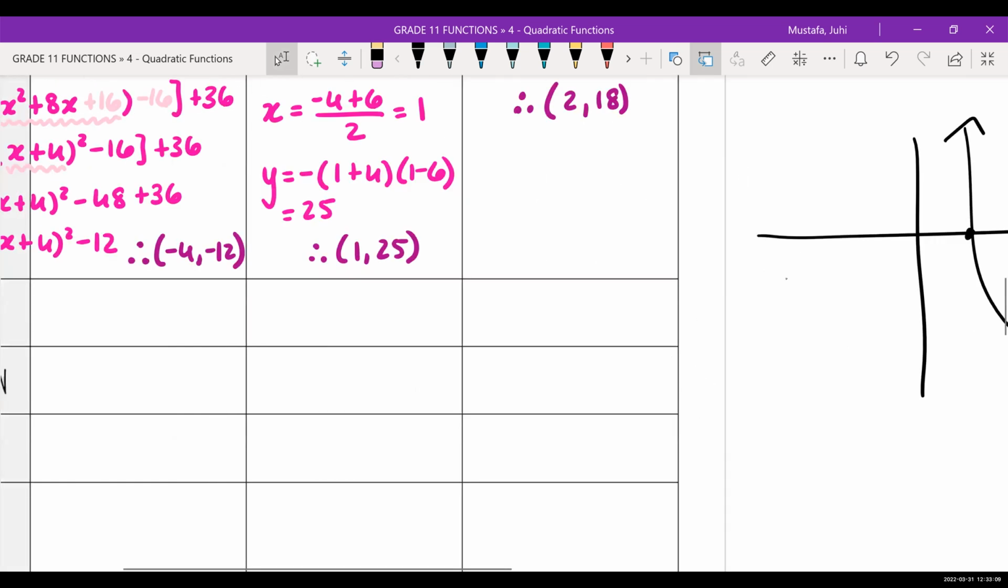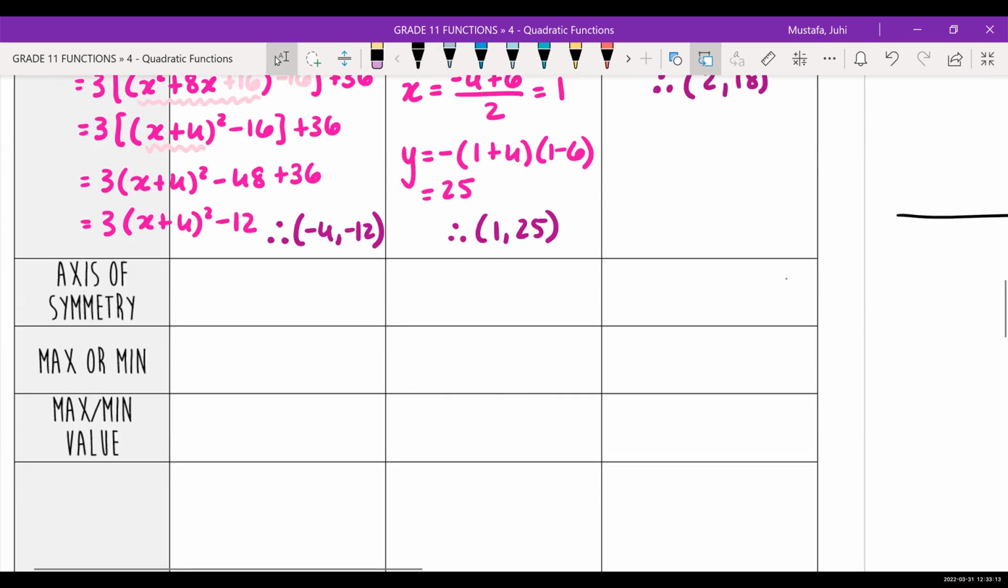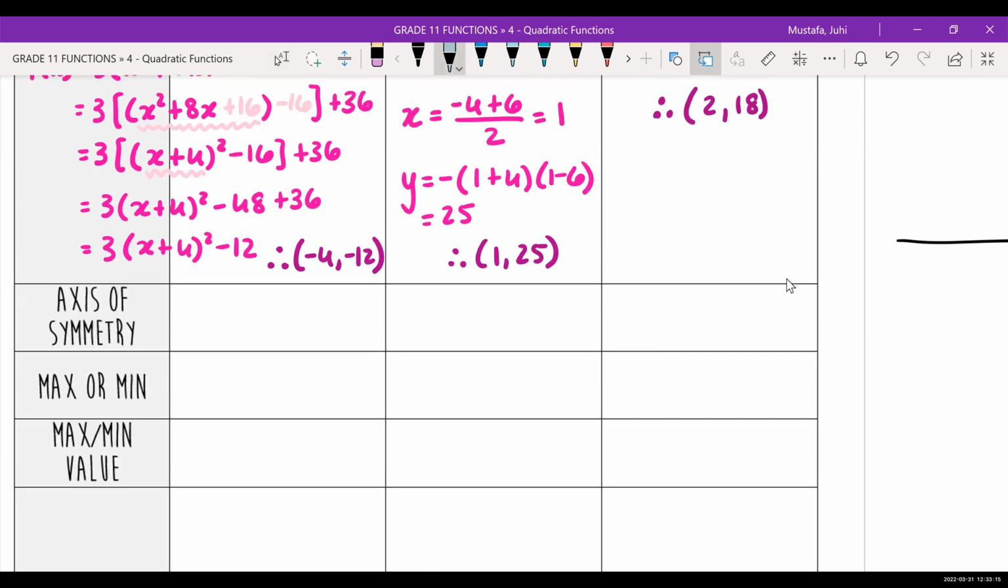So given this information, let's try and calculate it for this. Here we have both. We have the equation here, and we have the vertex here. So both of those pieces of information tell us that our axis of symmetry is going to be x is equal to -4.